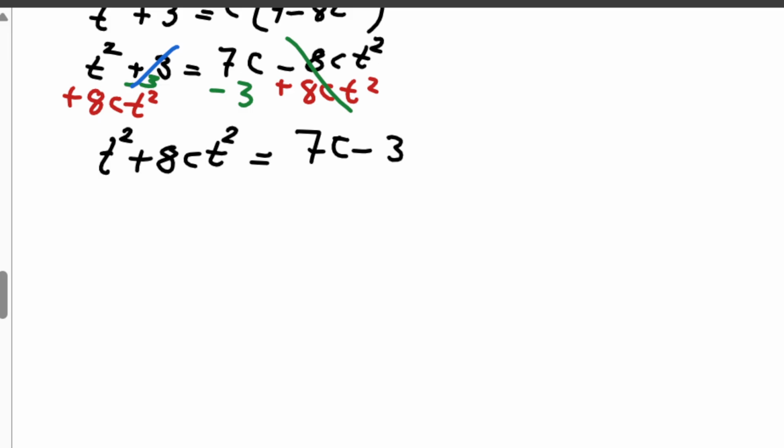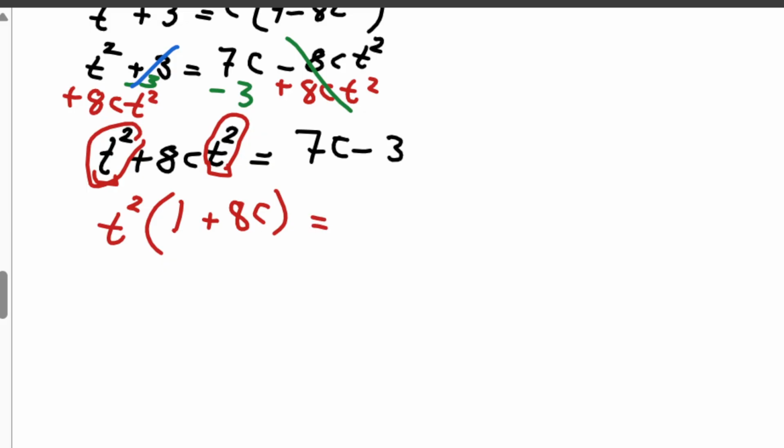Now what do I do to make it the subject? I'll take t squared as a common factor on the left side. What will be left here if we take t squared out is 1. Another mistake students make is they think it's 0. It's not, because we are just dividing by t squared. So t squared divided by t squared is 1. Plus, if we take this t squared out, we'll have 8c left here, equals 7c minus 3.